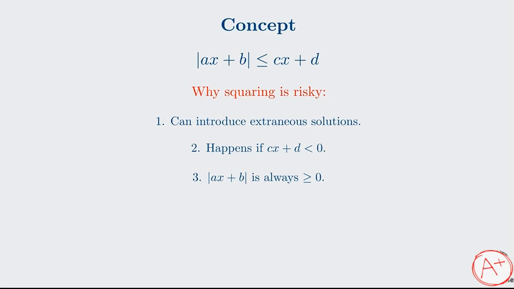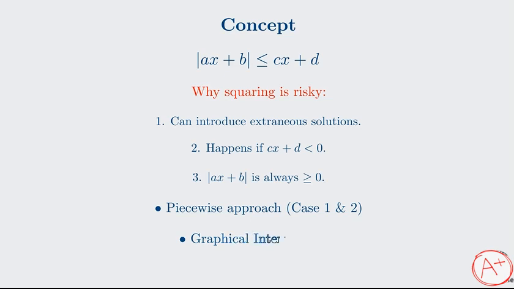To avoid these errors, we use a piecewise approach by considering two cases based on the definition of the modulus, or we use a graph to find the valid intersection points. This ensures we only include values that actually satisfy the original inequality.